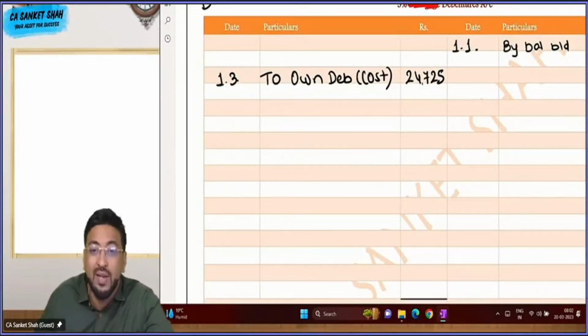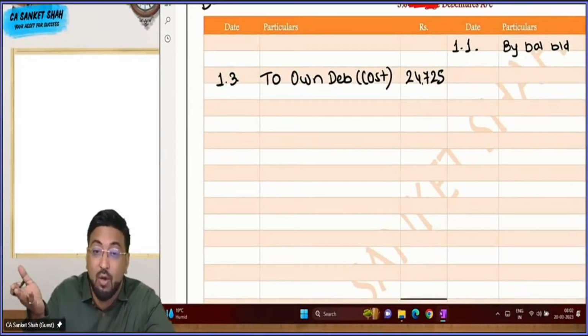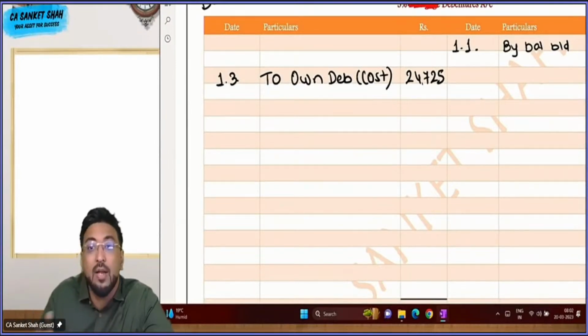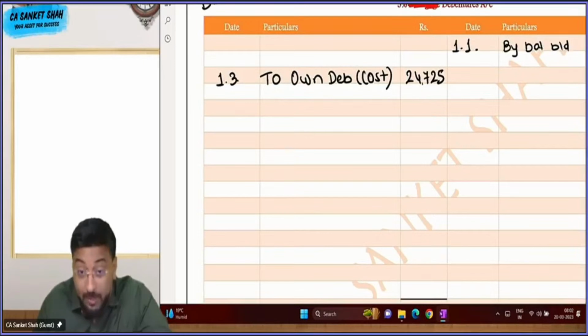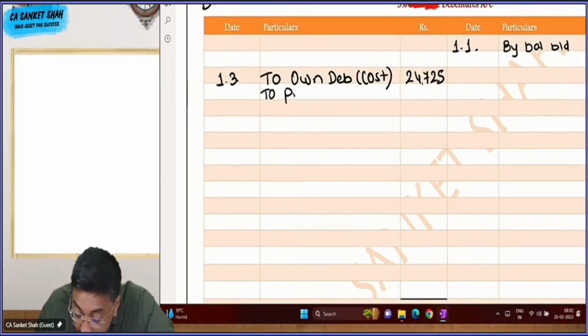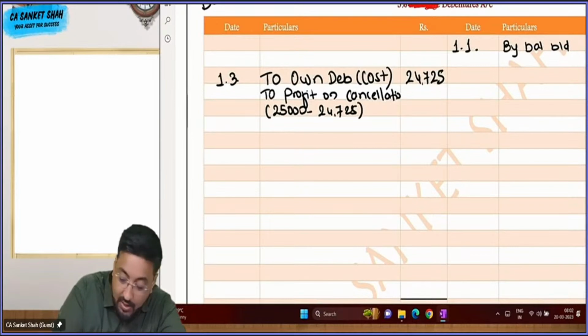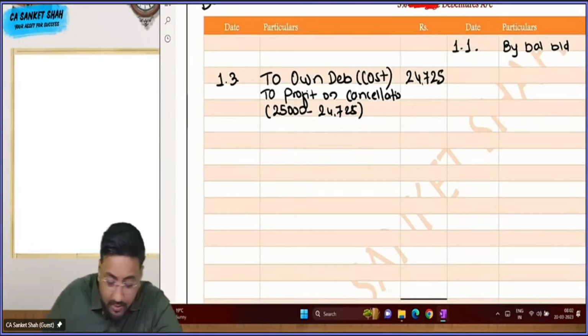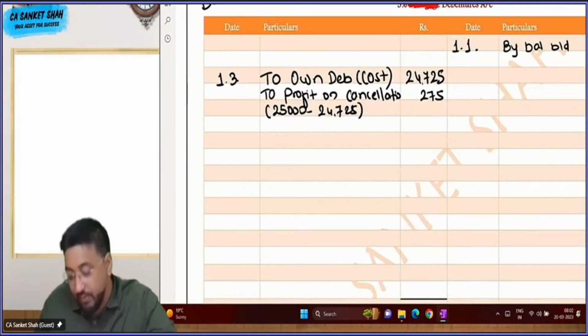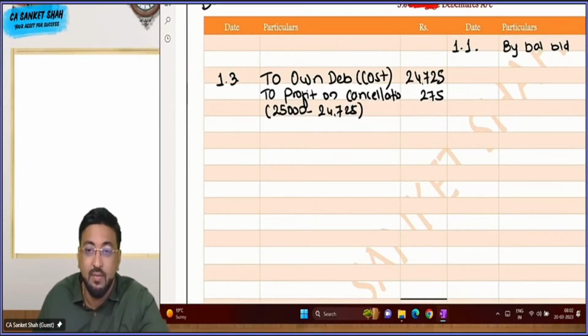Correct है. मैंने जो मेरी liability is paid payment of 25,000, but I bought it my liability at 24,725. So sir, I am in profit. This is called as profit on cancellation. So what is my profit on cancellation of this liability? Yes, beta 25,000 minus 24,725. So I cancelled my liability at 24,725 and my profit will be 275.